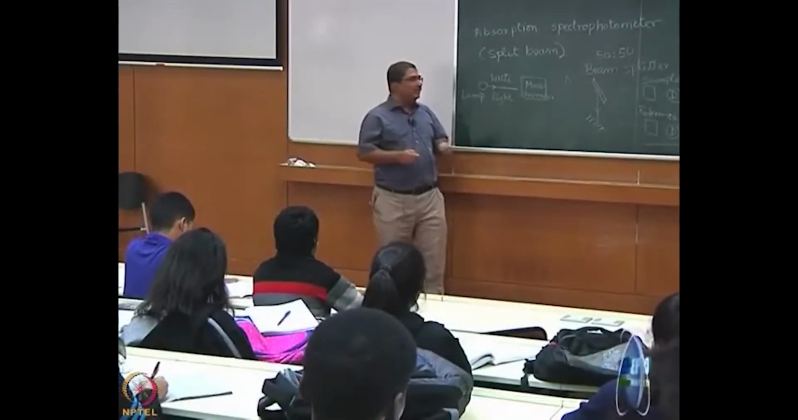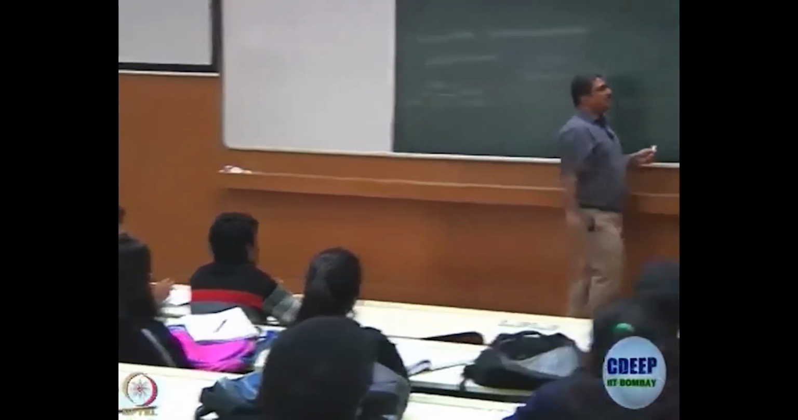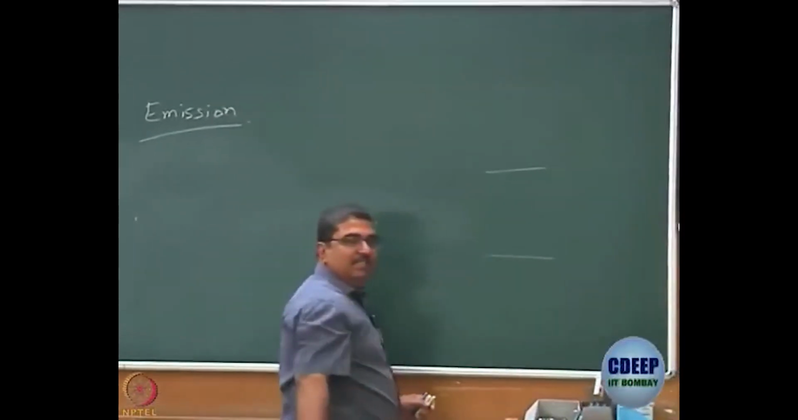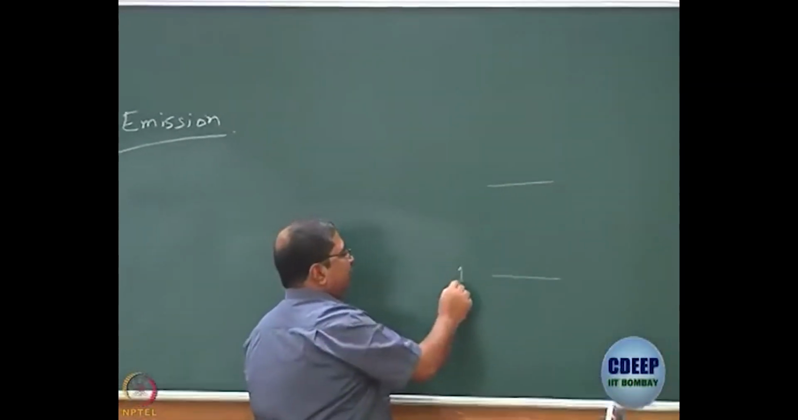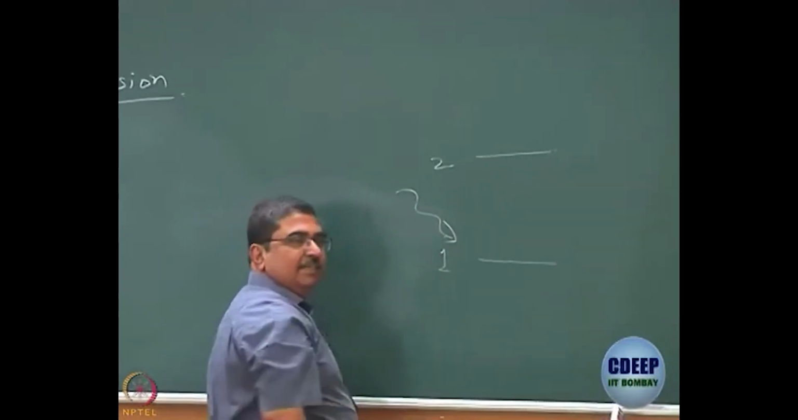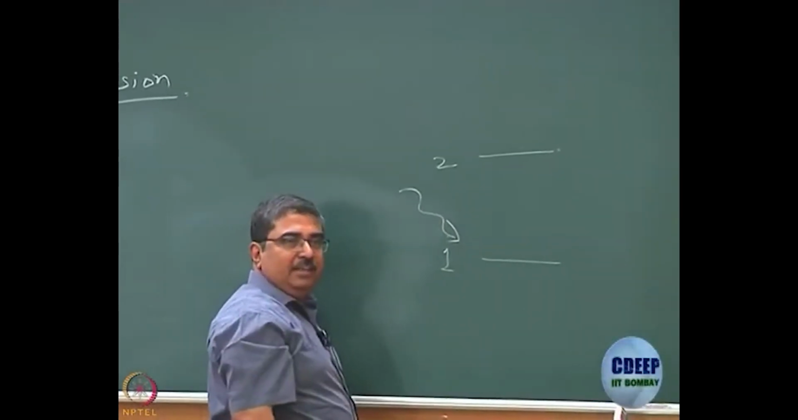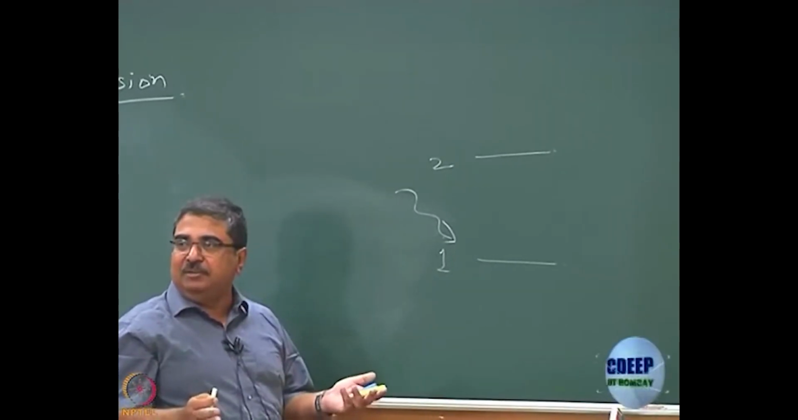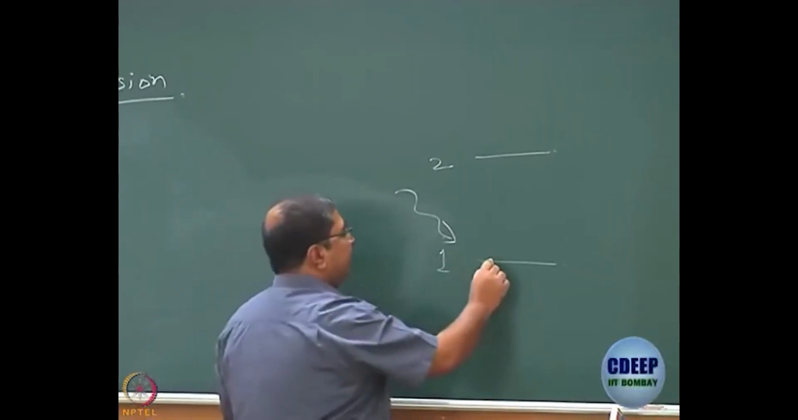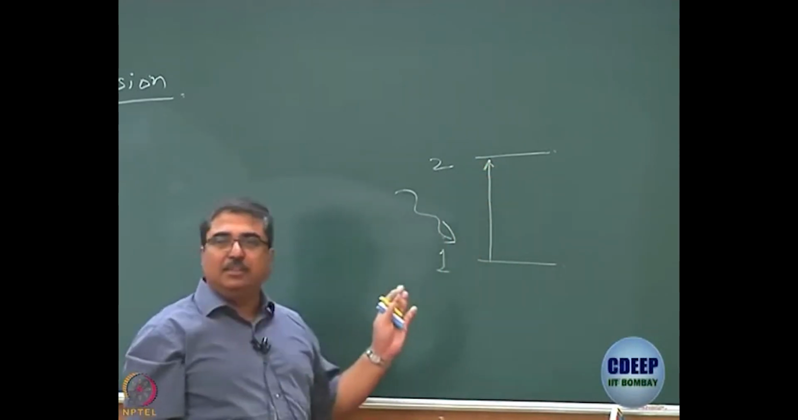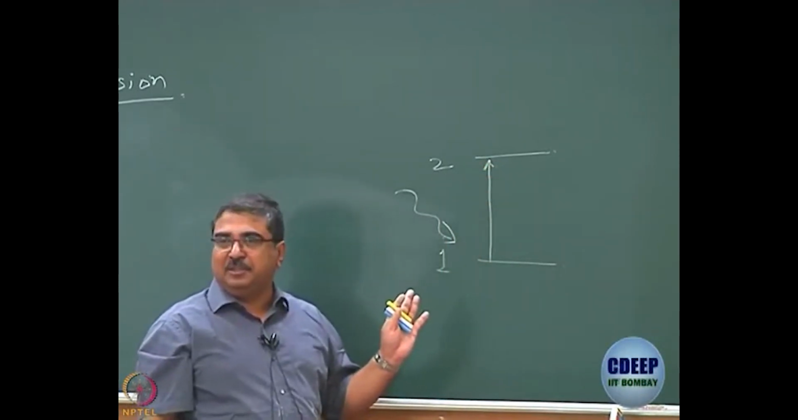Now, for emission, what is the difference between absorption and emission? Absorption means you have two energy levels in the molecule, say 1 and 2. You shine light of appropriate frequency which matches the energy gap, the Bohr resonance condition, delta E equal to h nu, and there is a transition from 1 to 2. This is the process you follow when you do absorption spectroscopy.